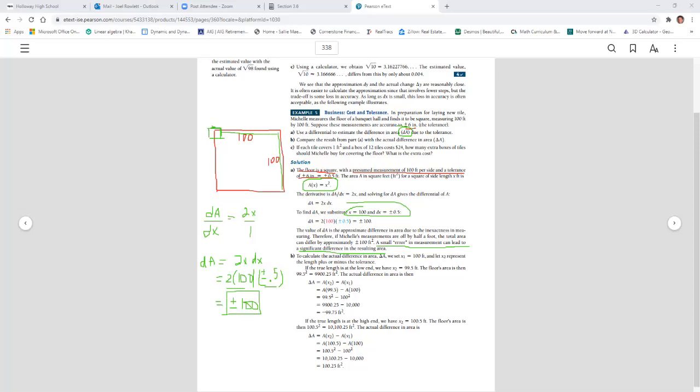Part B says, compare the result from Part A to the actual difference in the area. To find the actual difference in the area, what we have to do is, it says, let's see, if the true length is at the low end, then we have 99.5. In other words, if she underestimated it by half of a foot, then the area of the square would be 99.5 by 99.5.